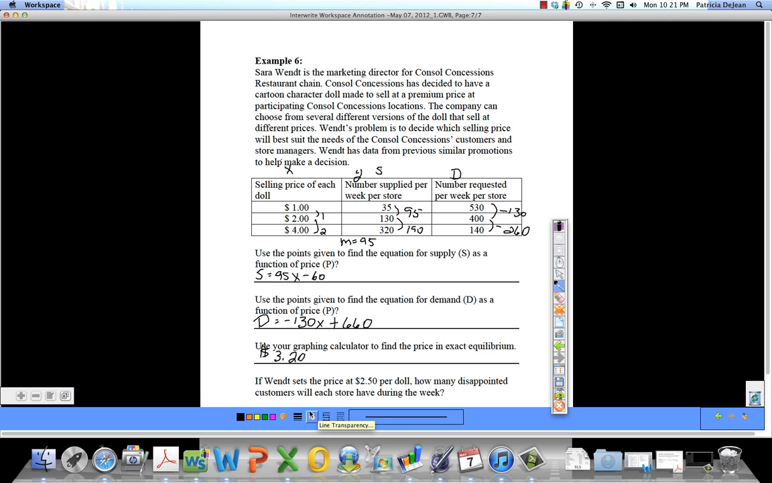Okay? And we notice that at that price, the y's are 244. You would supply 244, and hopefully the number requested by the store would be 244.